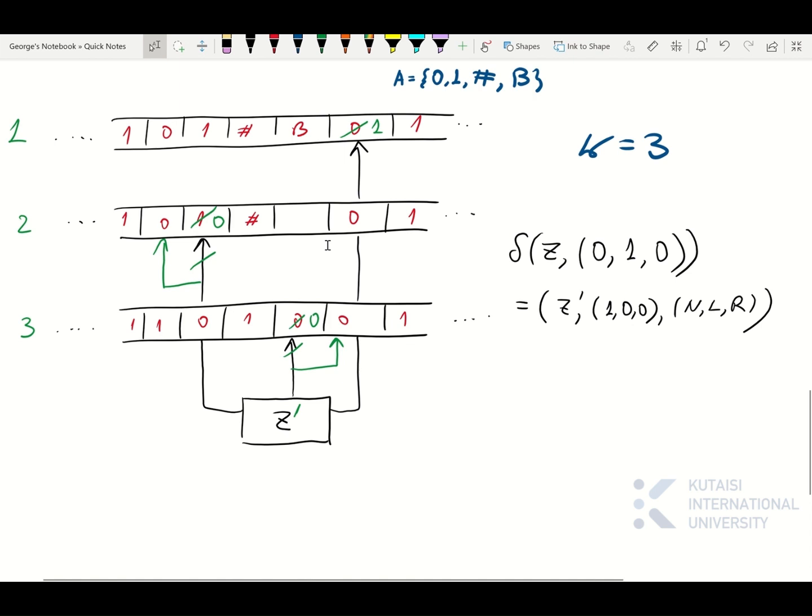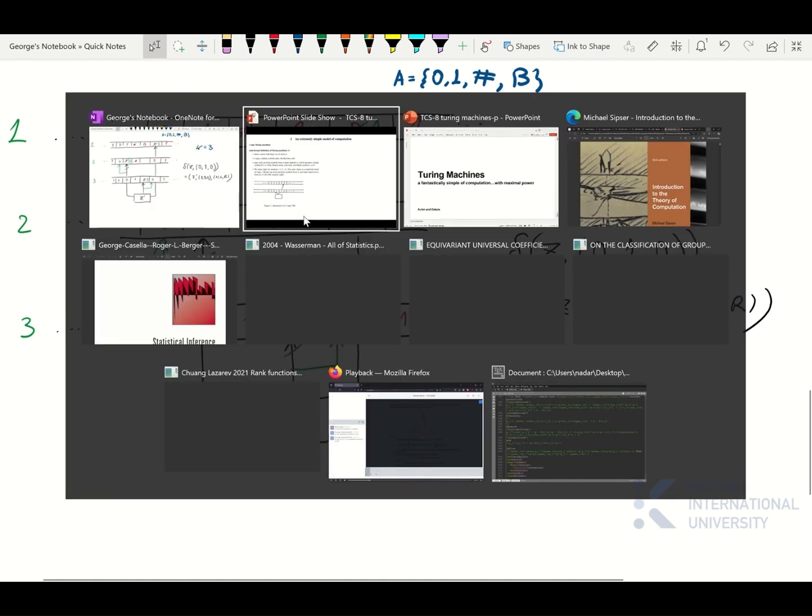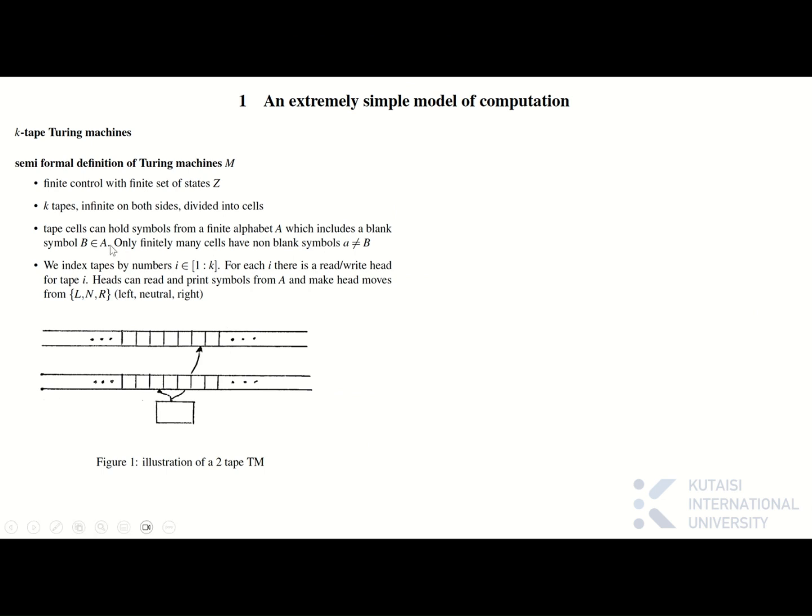Okay, so that's basically the whole description, and we will treat in a moment what it means when it reads blank things. It can just overwrite them with B, and that's it. But we'll see this in a minute. Here you can see the description.